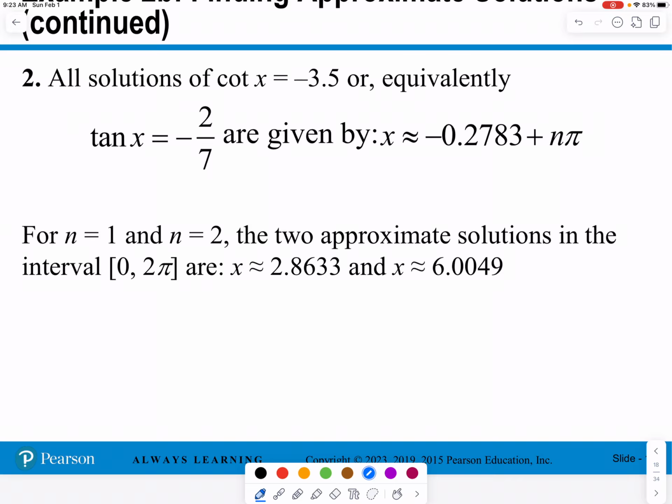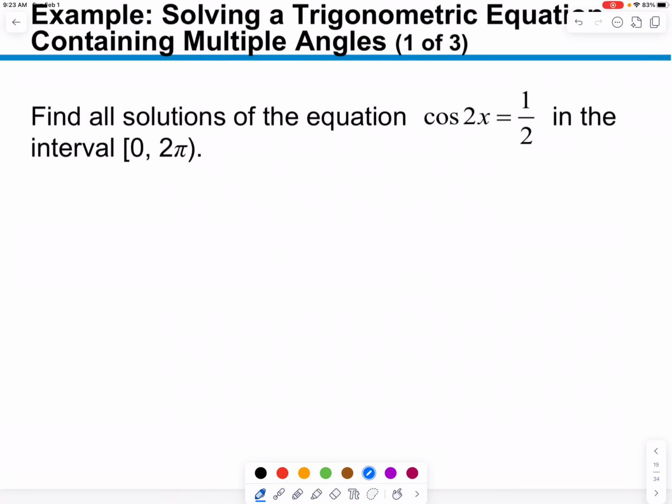Okay, let's try another one. Find all solutions of this equation. Now we got a double angle formula here, right? Okay, so we'll work it. Find all solutions of this on the interval from 0 to 2 pi.